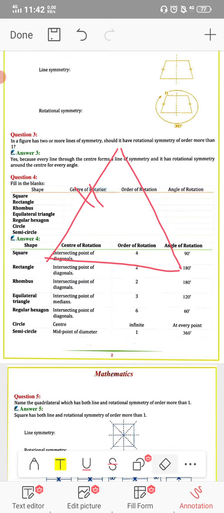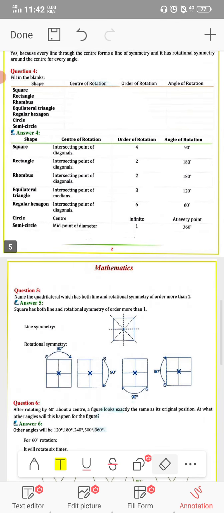सो इट मीन्स अगर किसी भी शेप में लाइन्स ऑफ सिमेट्री 2 से ज़्यादा हैं, तो उसका ऑर्डर ऑफ सिमेट्री भी 1 से ज़्यादा होगा. ऑर्डर ऑफ रोटेशनल सिमेट्री भी 1 से ज़्यादा होगा.